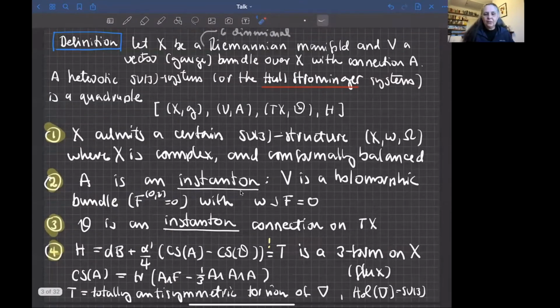So before I tell you the contents of the talk, I'll start by defining what the heterotic system, or Strominger system, is. So let X be a six-dimensional Riemannian manifold, and let V be a vector or gauge bundle on X with connection A. So a heterotic system, or the Strominger system, as I said, is a quadruple, right?